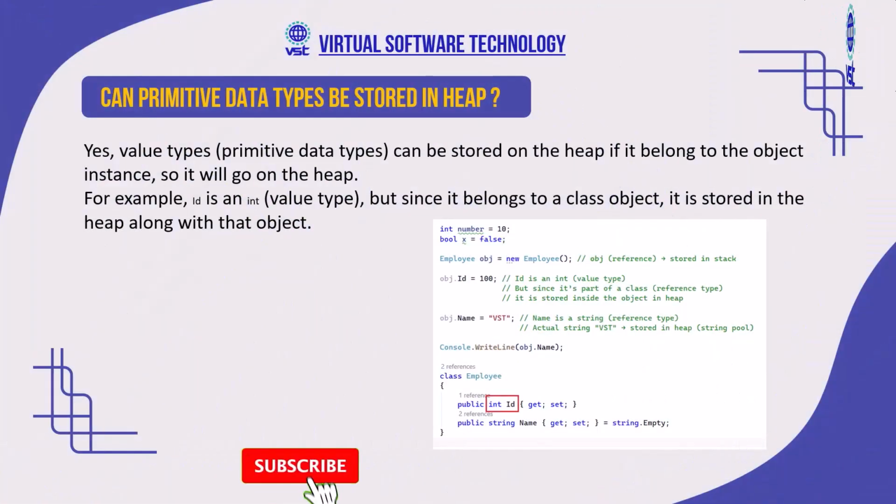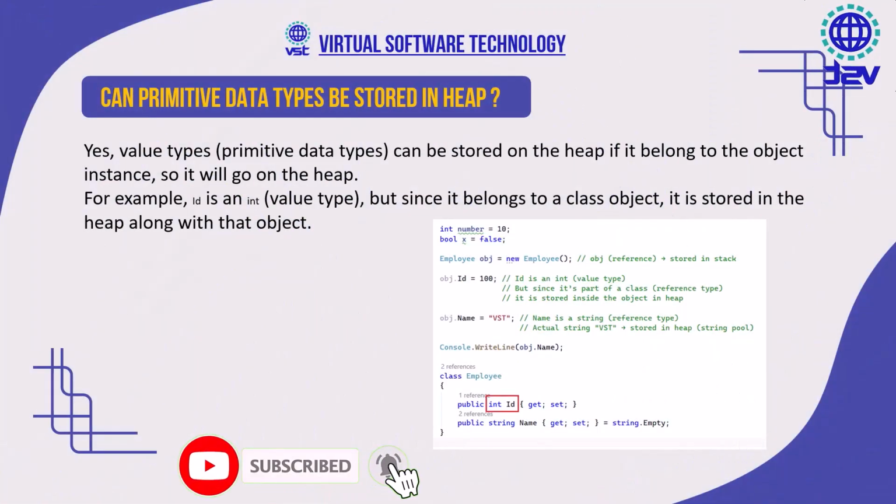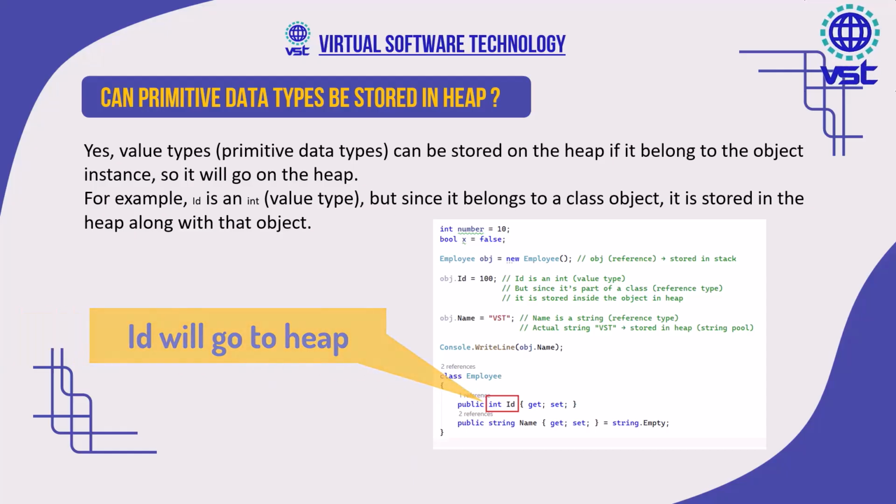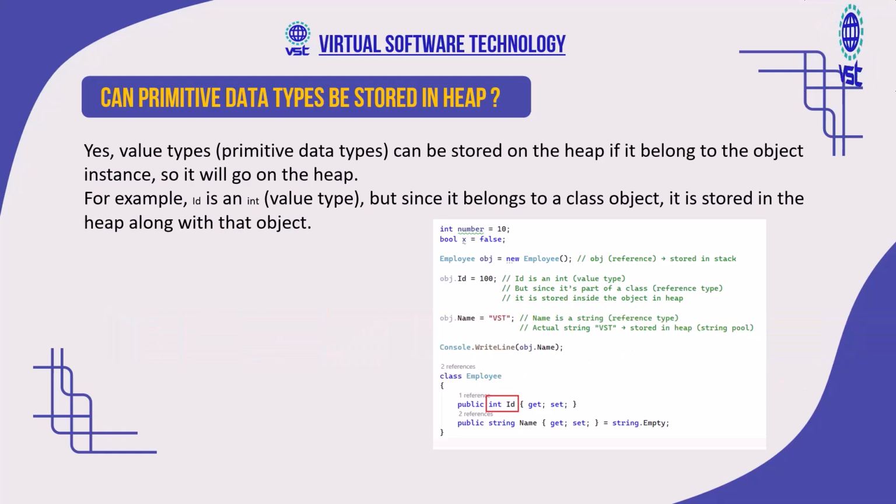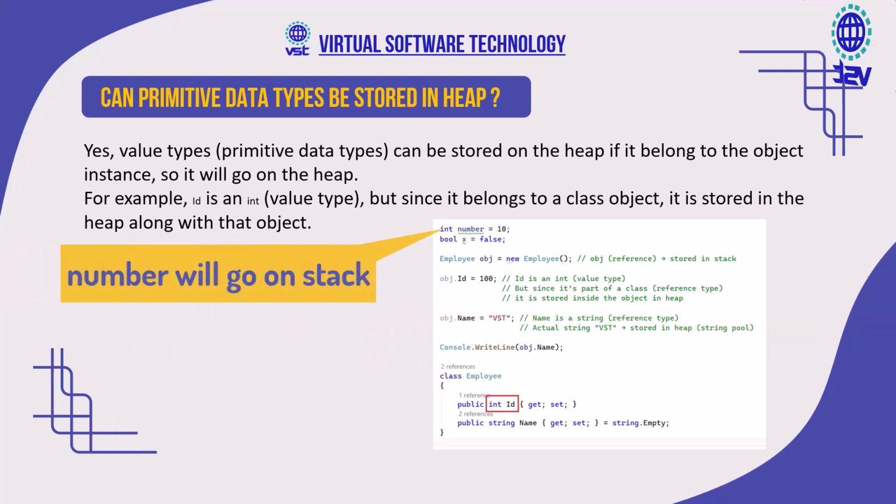Interviewer can also ask, can primitive data types be stored in heap? Yes, if it belongs to the object instance. ID is a primitive data type, but it belongs to the object instance, so it will go on the heap. Number, standalone, so it will go on the stack.